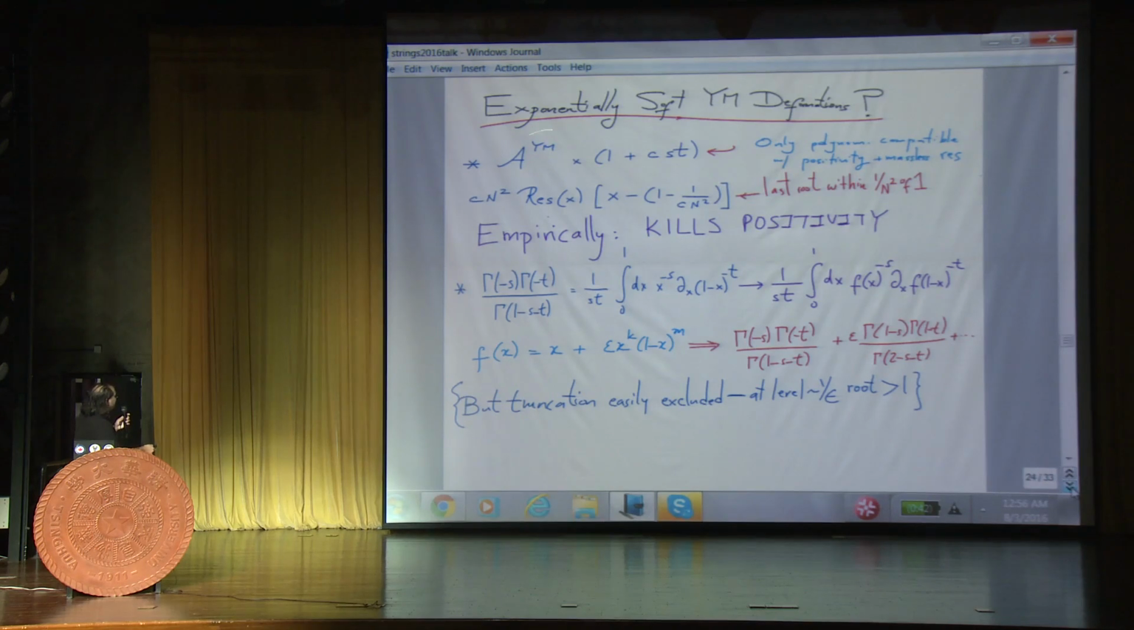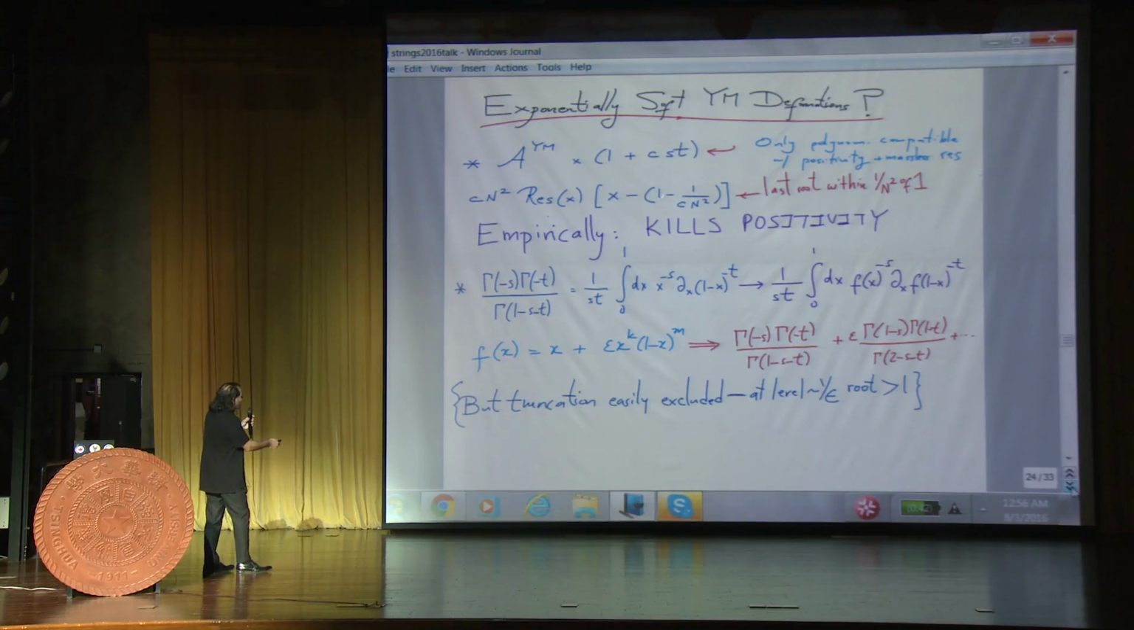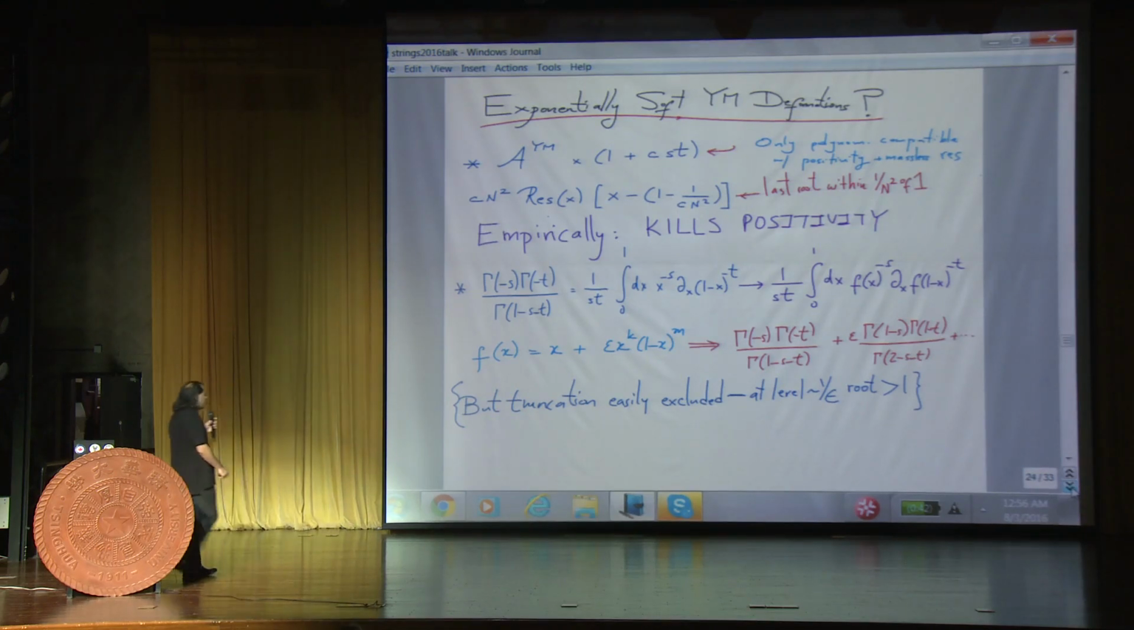There's all sorts of things you can do. You can imagine, for example, multiplying by a polynomial in S and T. This is the only thing you can do that's compatible with keeping the correct residues at low energies and not messing up the causality bounds at high energies. And if you do that, the residue that you get is what we had before times a factor, which interestingly has a root that's also very close to 1, but asymptotically even closer. It goes like 1 over n squared rather than 1 over n. And what we find empirically is that this kills positivity, no matter what the constant is.